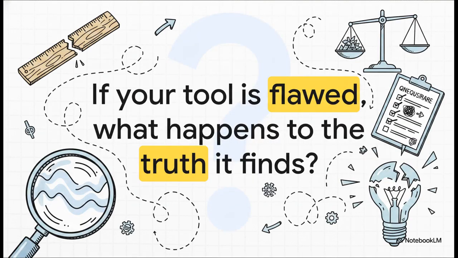And I want to leave you with this final thought, both for your exam and for any research you do in the future. If your tool, your survey, your interview guide, your ruler is flawed, if it's biased or just poorly designed, what does that say about the truth you think you've uncovered? A faulty instrument can only ever give you faulty answers, and that right there is why every single step we talked about is absolutely critical.